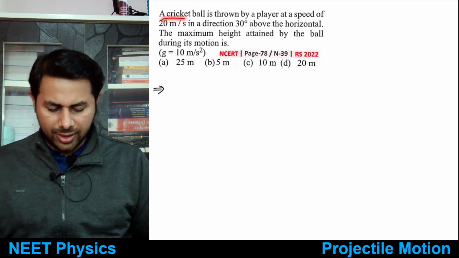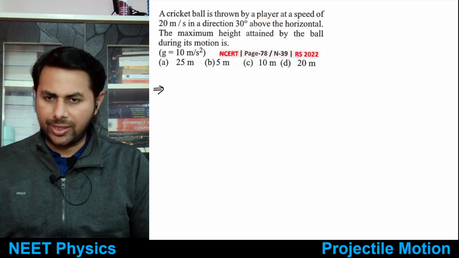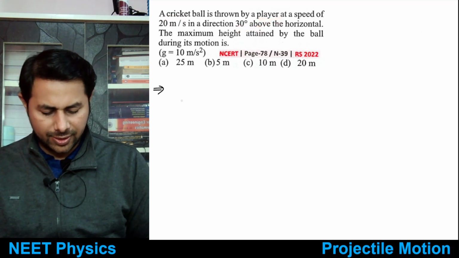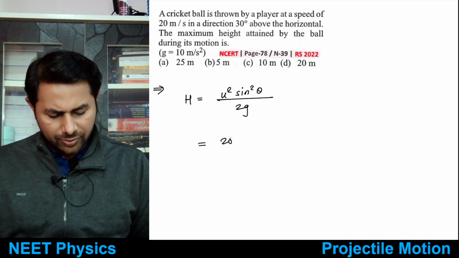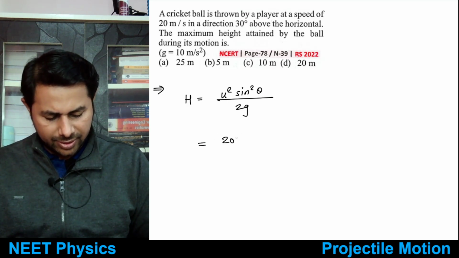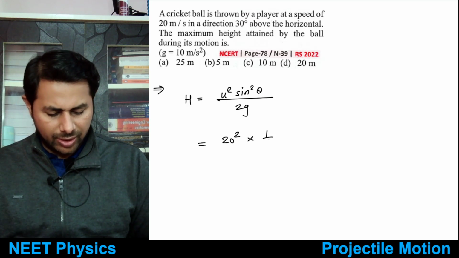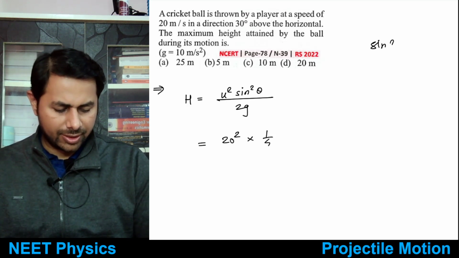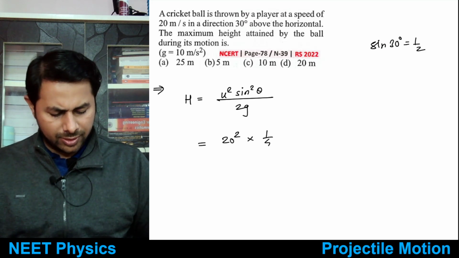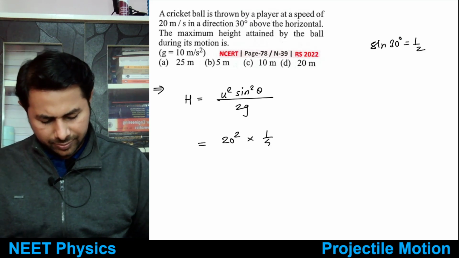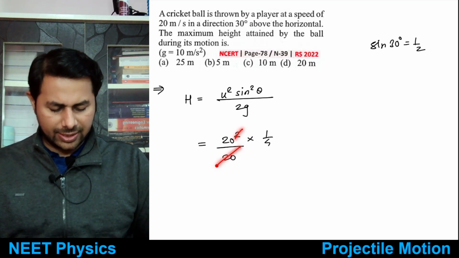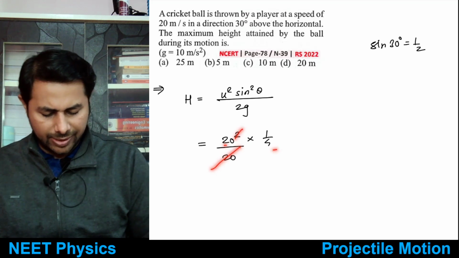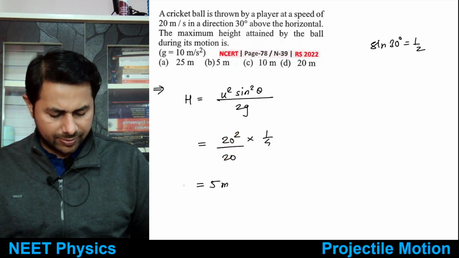Here a cricket ball is thrown by a player at a speed of 20 meters per second in the direction of 30 degrees. So h is equal to u square sine square theta divided by 2g, and that is just 20 square multiplied by sine square theta. This is 20 square multiplied by 1 by 4, because sine of 30 is 1 by 2, and then divided by 2g. 2g is 20. So one of the 20 gets cancelled out from here, then 20 by 4 means 5. So the answer is just 5 meters.